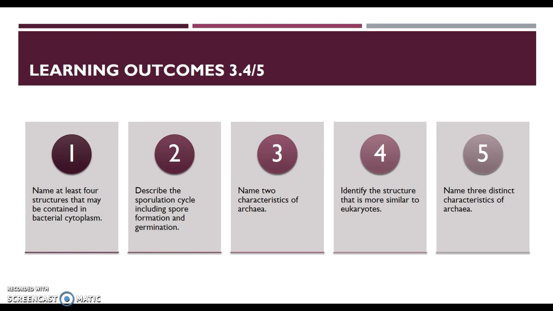First, name at least 4 structures that may be contained in bacterial cytoplasm. Describe the sporulation cycle, including spore formation and germination. Name 2 characteristics of archaea. Identify the structure that is more similar to eukaryotes. Name 3 distinct characteristics of archaea.